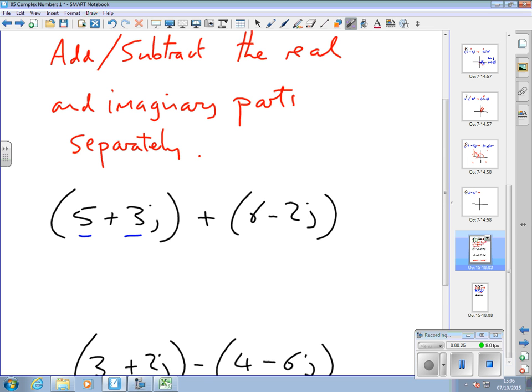5 plus 3j plus 6 minus 2j. Add and subtract the real and imaginary parts separately. What that means is I add the real parts. 5 plus 6 is 11. And I add the imaginary parts.